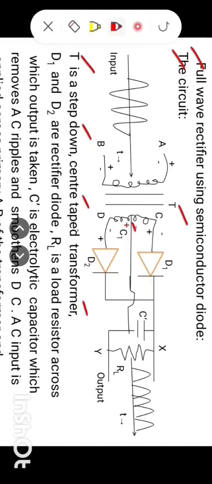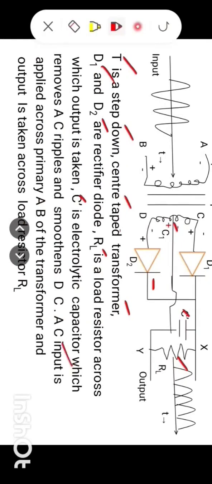The secondary has 3 terminals, whereas primary has 2 terminals. For full wave rectifier, we need a transformer with 5 terminals with electrical center tap C1 at secondary. D1 and D2 are rectifier diodes. So this is D1 and this is D2, which are rectifier diodes. RL is load resistance across which output is taken.